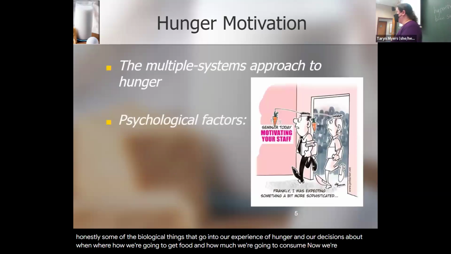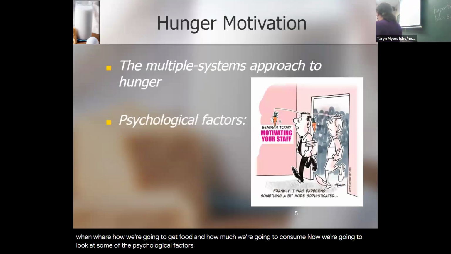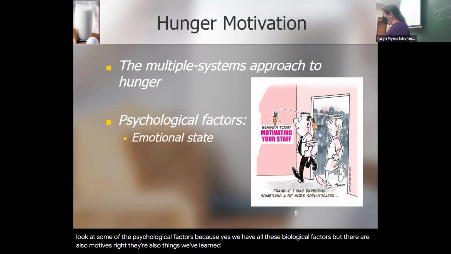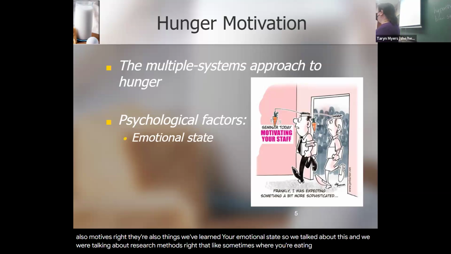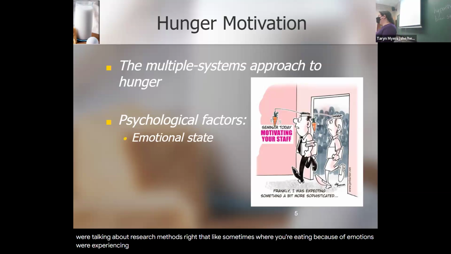So now we're going to look at some of the psychological factors, because yes, we have all these biological factors, but there are also motives, right? There are also things we've learned. One of them is our emotional state. So we talked about this when we were talking about research methods, right? That sometimes we're eating because of emotions we're experiencing. Might be boredom, might be being really upset.